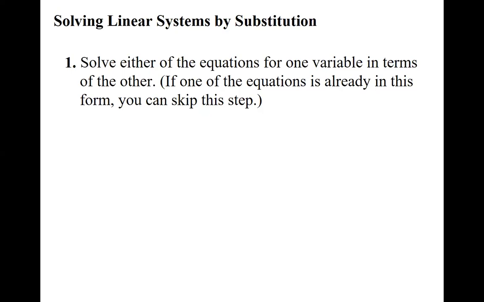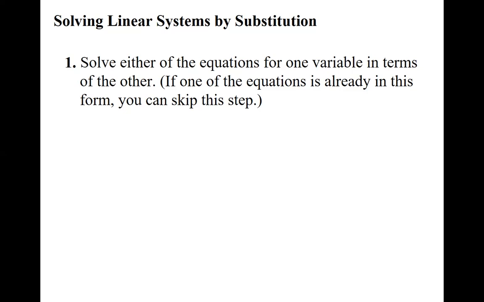Now we can solve systems by 3 different main methods. One of those methods is substitution. With substitution, you're going to solve either of the equations for one of the variables. Sometimes we get equations that are already in the form x equals blah, blah, blah, or y equals blah, blah, blah. And if that's true, then we can just skip this step.